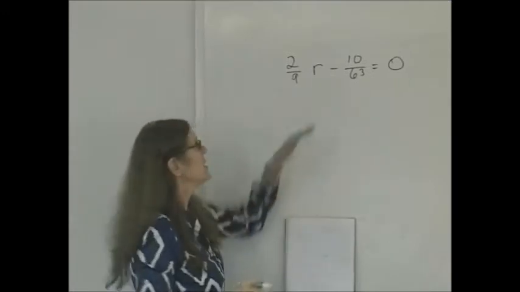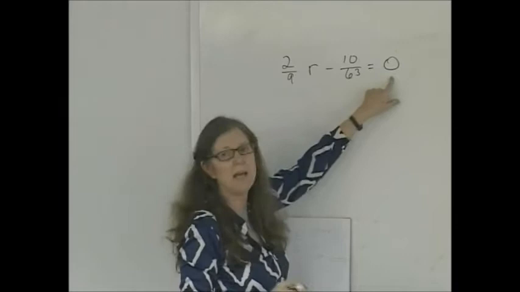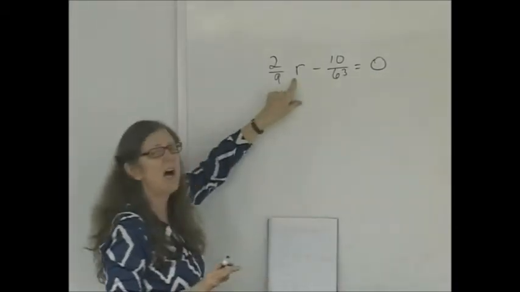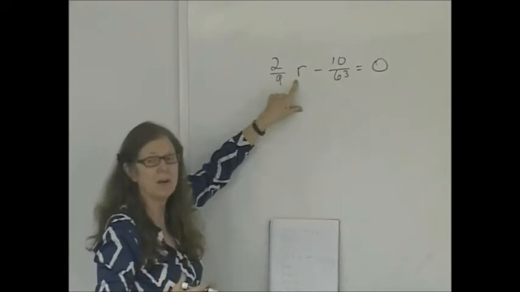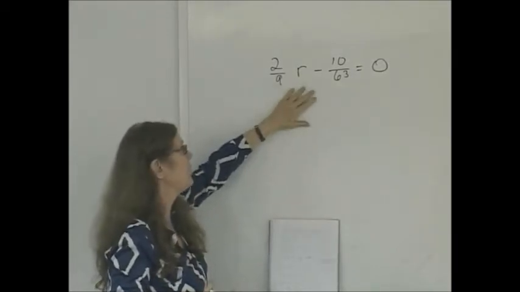Okay, here is an equation. It's got one side and an equal sign, and it's got a 0 on the other side, but that's an equation with one unknown, also called a variable. We don't know what it's equal to, and let's see if we can solve this.